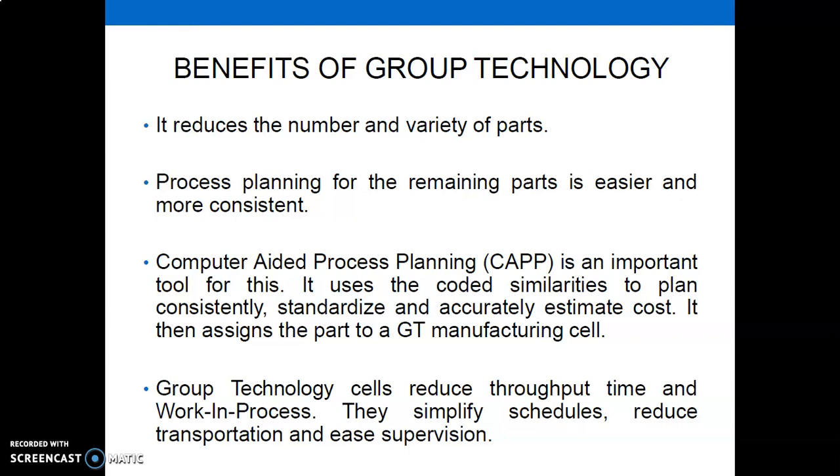Now process planning for the remaining part is easier and more consistent. Computer-aided process planning is an important tool for this. It uses the coded similarities to plan consistently, standardize and accurately estimate cost. It then assigns the part to the GT manufacturing cell. Group technology shall reduce throughput time and the work in progress. They simplify scheduling, reduce transportation and ease supervision.